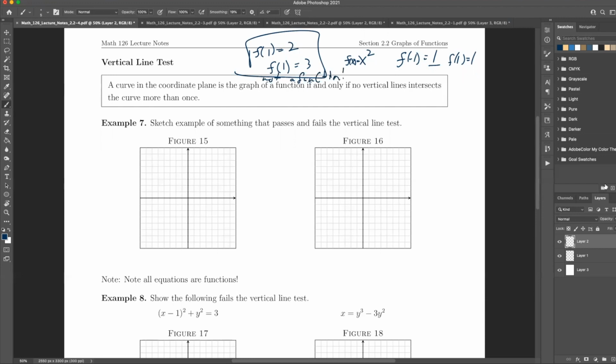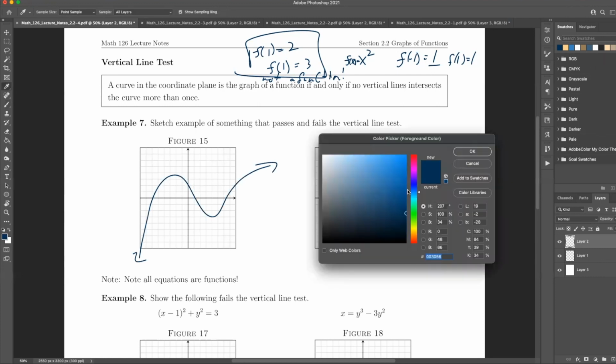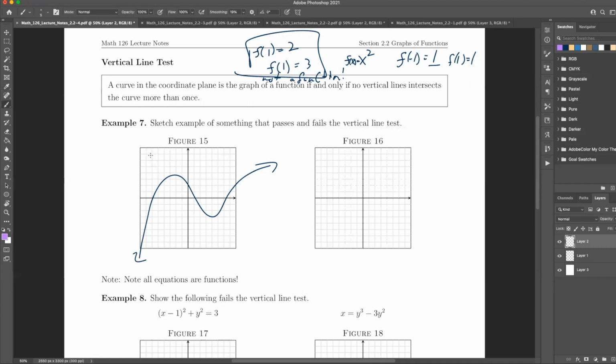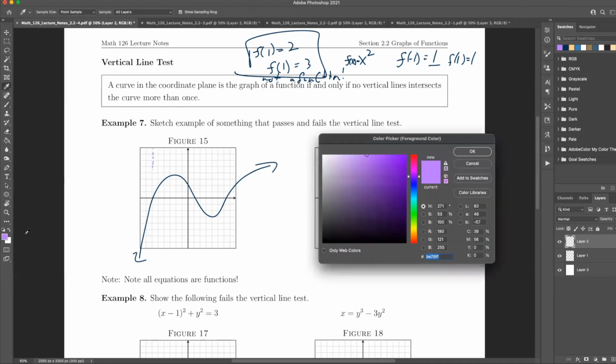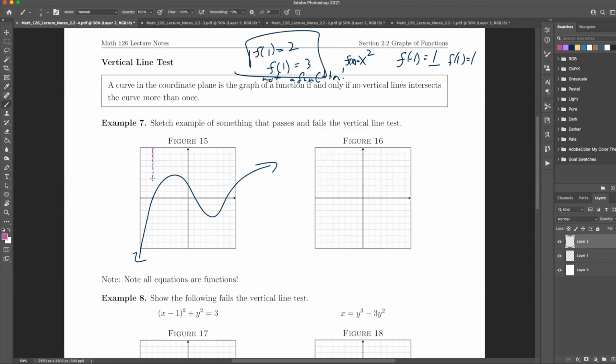Okay, so how do we tell, looking at a graph? Well, let's just draw in some random function. All right, so this is a random function. I'm going to choose a color, light purple, just for fun. If I take vertical lines, that's a little too light. Let's make it kind of maroon. There we go. Here, if I choose this and I come down, no matter what vertical line I draw, I only intersect the graph once.